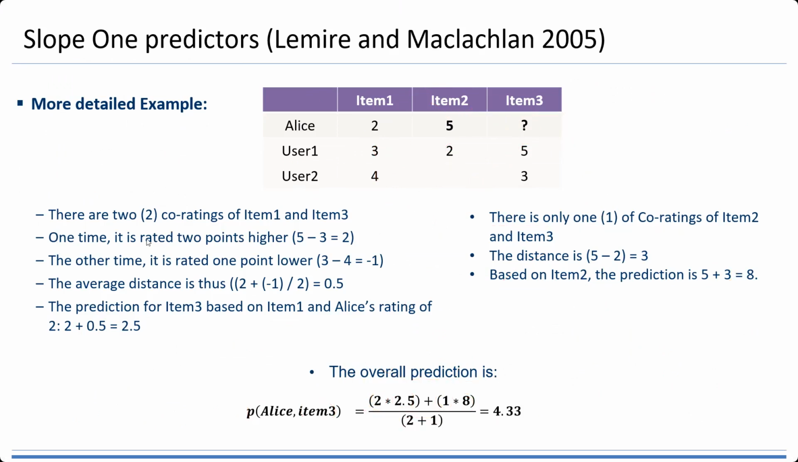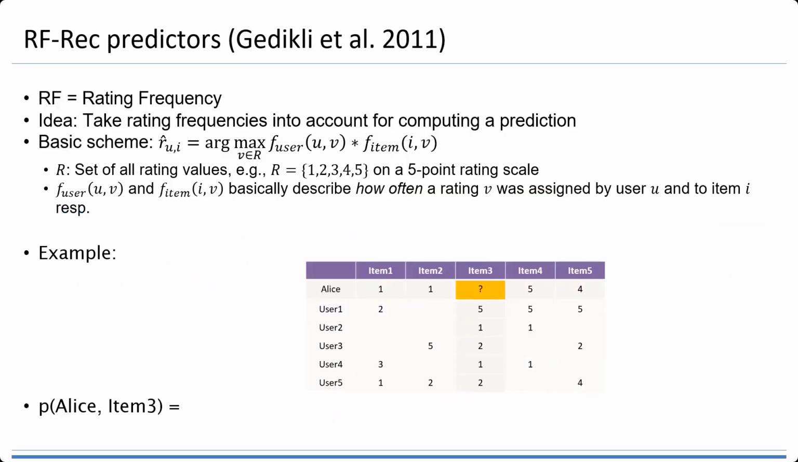Okay, so this is the slope 1 predictors. The other kind of predictor we can use is the RF predictor. The RF means rating frequency. So the idea is to take the rating frequencies into account for computing a prediction. The basic scheme is this one, the R hat. Usually we call it the predicted rating. The predicted rating will be the argument max. So we want to get the rating that gives you the maximum. Here we want to calculate the frequency. And this is also frequency.